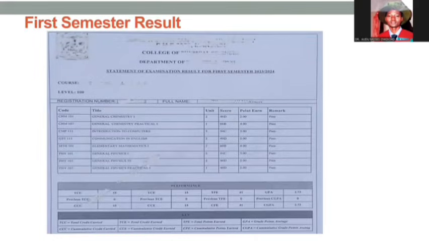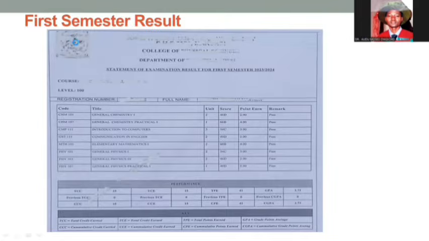Let's look at a sample of statement of result. This is one. For each result, the logo of the institution is there, the name of the institution, the college, the department, and also the semester and the session are there. The course the candidate is offering, the level, this is a 100 level course, then the registration number and the full name of the candidate.